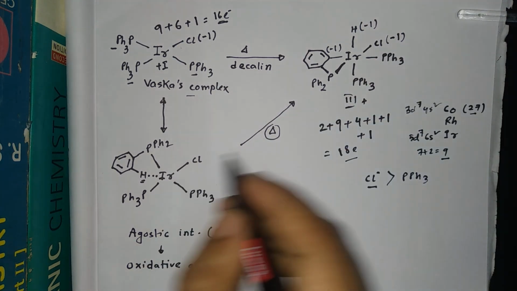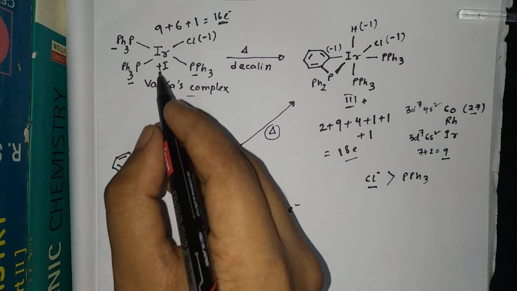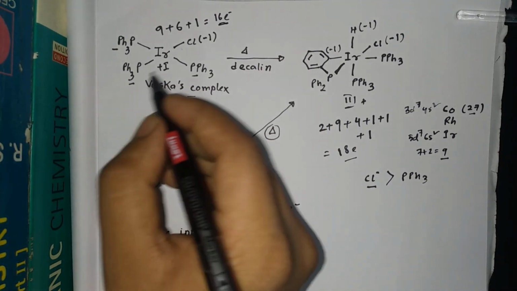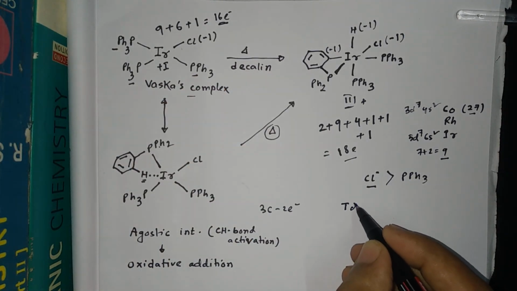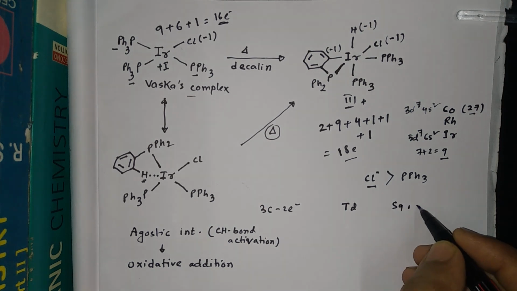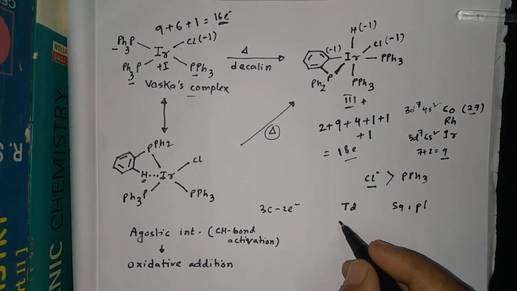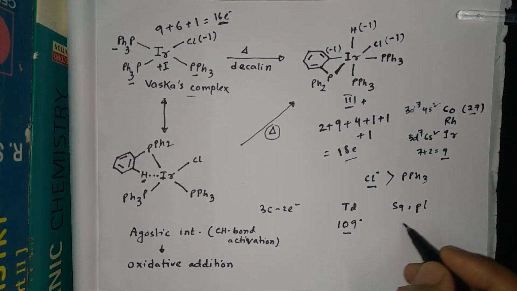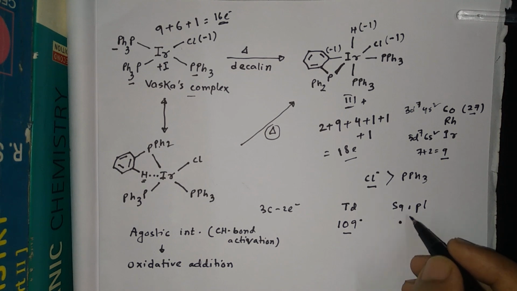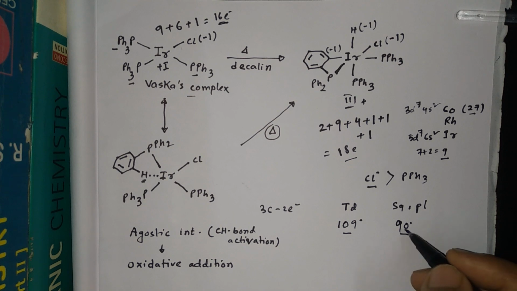Now we will come to the geometry. This will be a 4 coordinate system, so there is a chance of it being tetrahedral or square planar. Which will we choose? We know the bond angle between the ligands in tetrahedral is 109 degrees, and for square planar it is 90 degrees. So 90 degrees is so close that there will be strict repulsion.